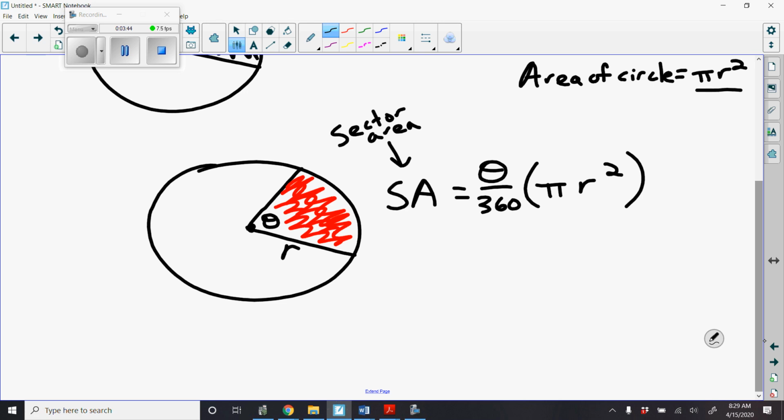So this formula looks very similar to our arc length formula. We're still seeing this theta over 360. But instead of seeing 2 pi r, which is circumference, we're seeing pi r squared, which is circle area.